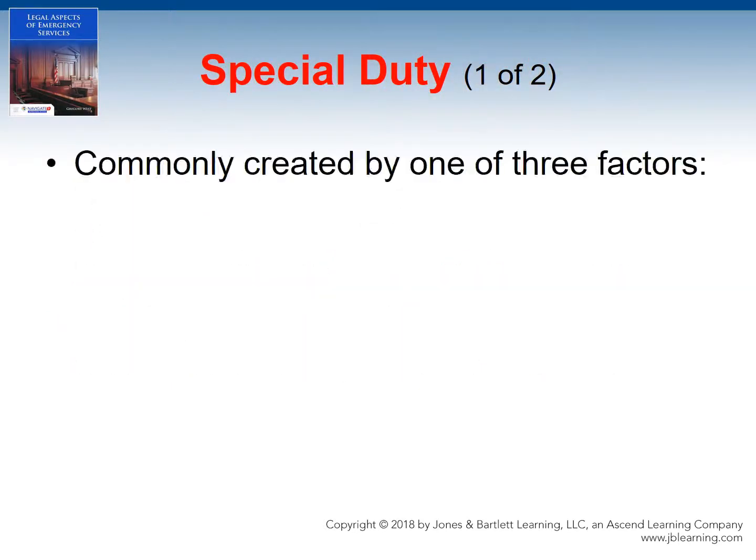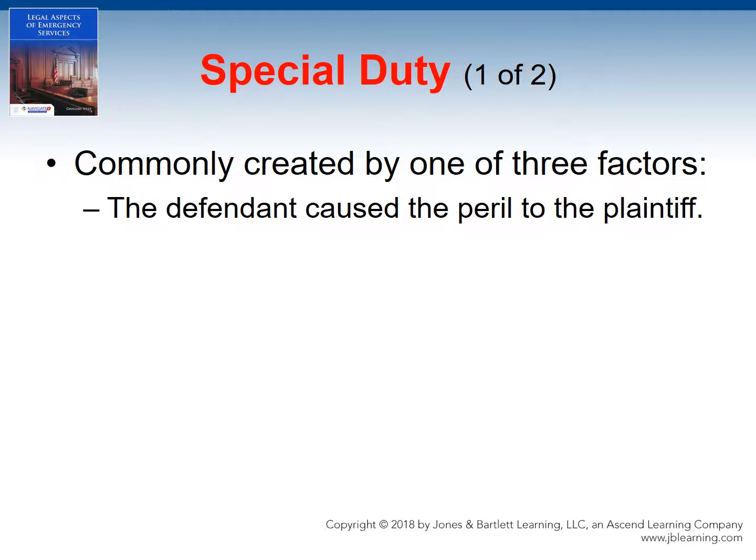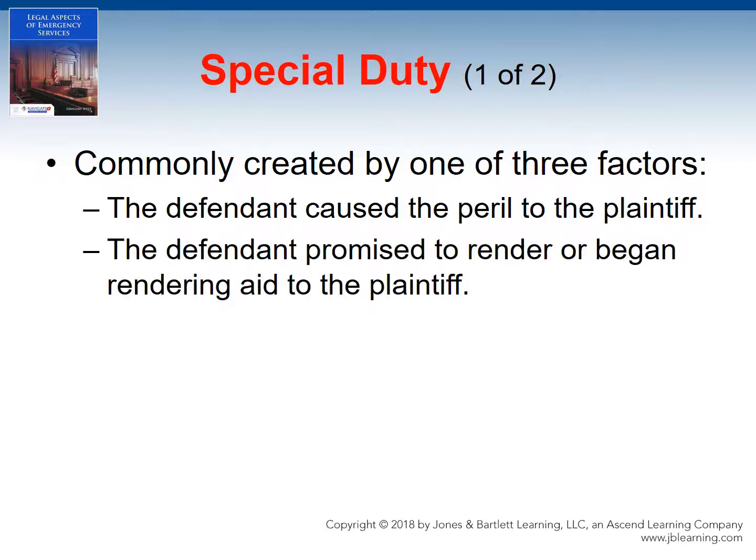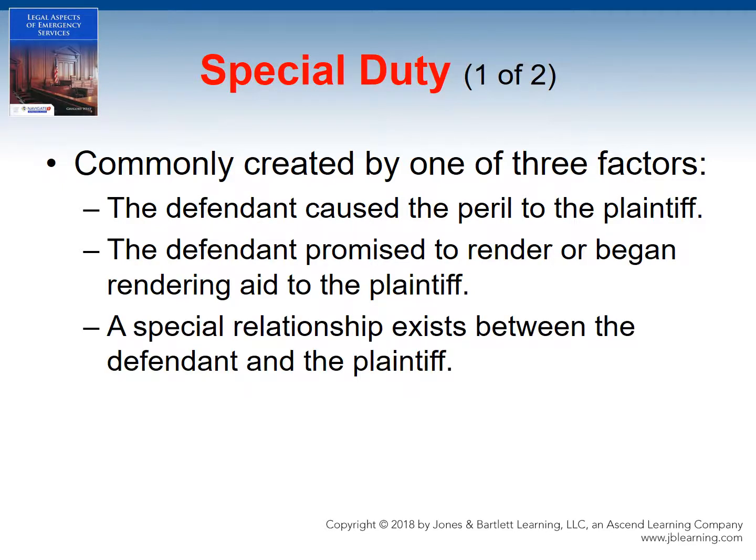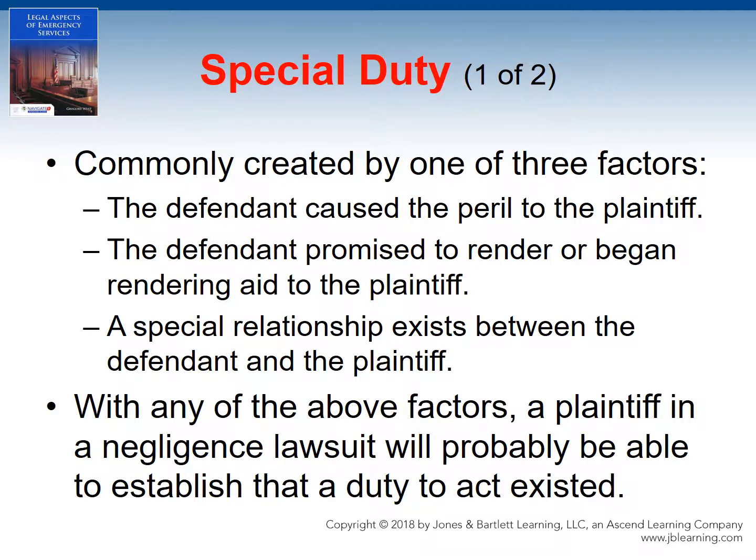With that being said, there are cases where a special duty does indeed exist between two parties, giving rise to a duty to act. One such circumstance is when the defendant causes the peril to the plaintiff. Another is if the defendant promises to render aid or actually started rendering aid to the plaintiff. A third scenario is when a special relationship exists between the defendant and the plaintiff, such as the special relationship between a parent and a child, a school teacher and a child, or a lifeguard and someone swimming in his or her pool. Given the existence of a special duty for one of these reasons, the first element of negligence, a duty to act, presumably applies.